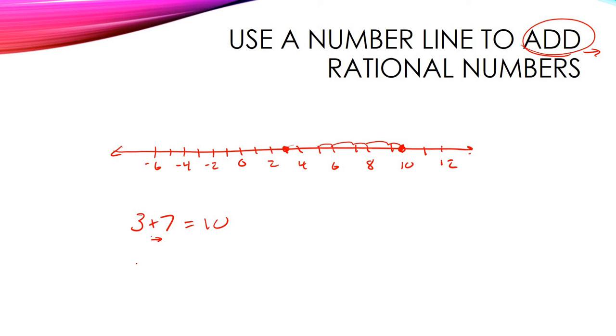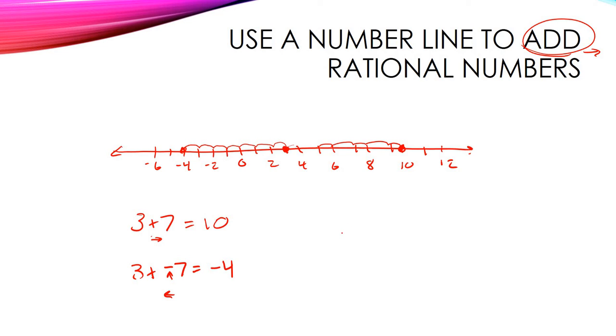Pretty simple. If I want to add 3 plus a -7, again, I start at 3 plus a negative. A negative means I'm going to the left. So 1, 2, 3, 4, 5, 6, 7, I end up at -4. So moving right or left on the number line, the same thing with subtraction.